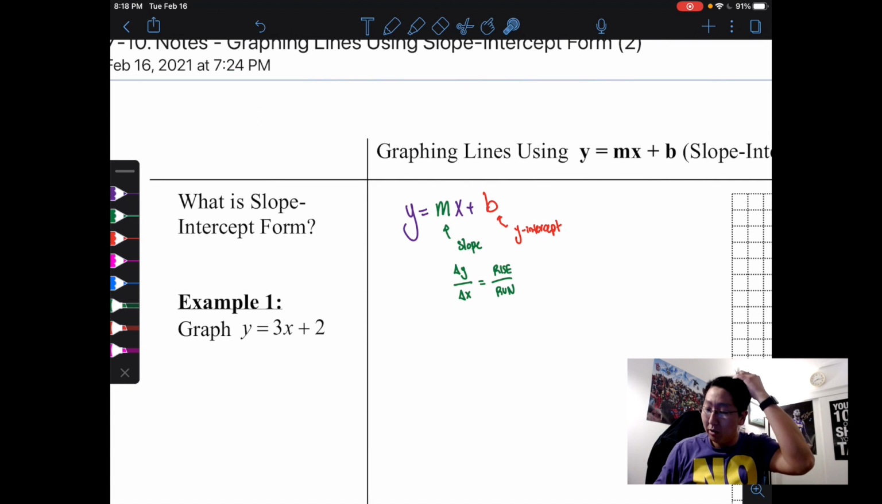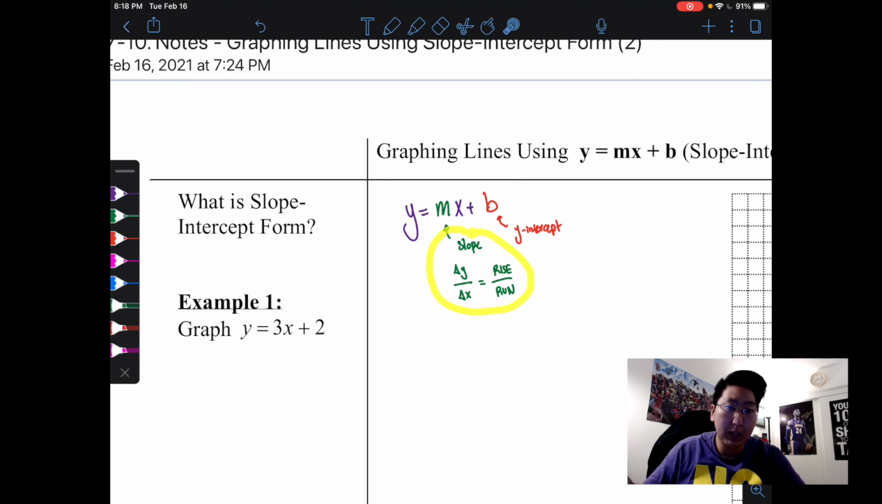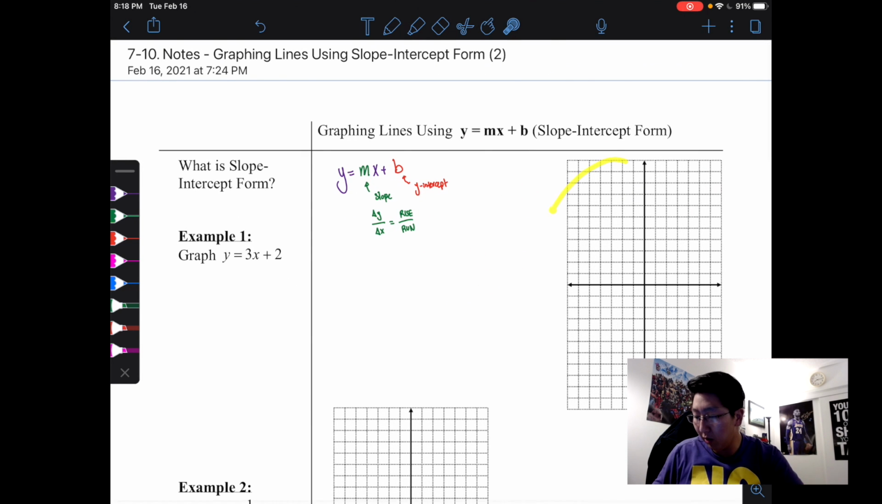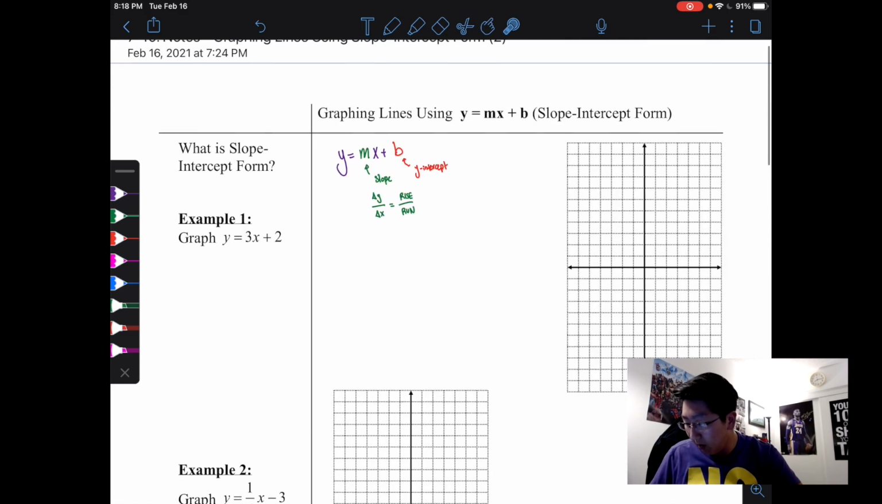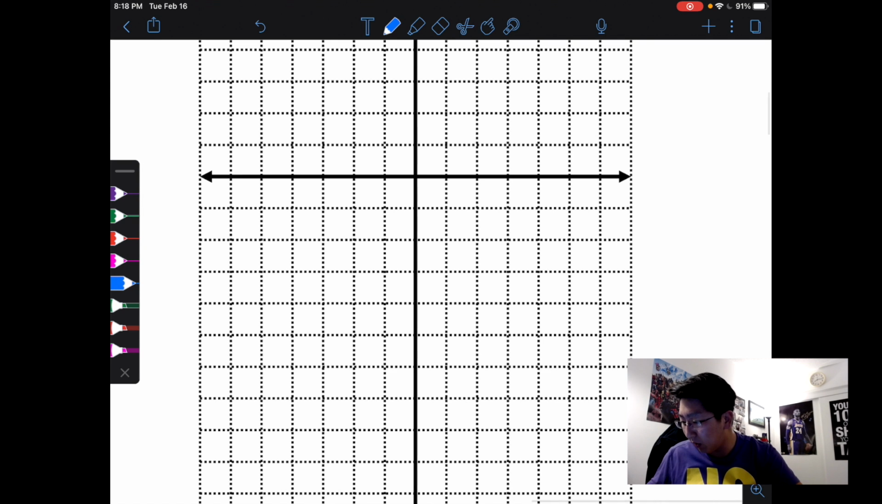So what is slope-intercept form? Y equals mx plus b. We need to know what m is, slope, and what b is, our y-intercept. So let's go ahead and look at this first example. We're going to graph it on here. Before we start graphing, we need to scale this. I'm going to scale this by 1, so I'm going to do that right now.